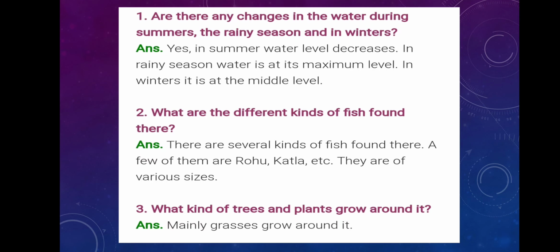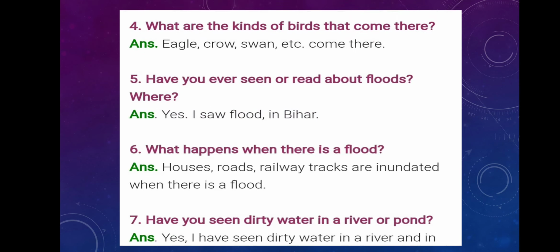What kind of trees and plants grow around it? Mainly different types of grasses are found. You can also find different types of bushes along the surrounding areas of that pond, lake, or river. What kinds of birds come there? Examples are the eagle, crow, swan, and several other types of birds that come there.